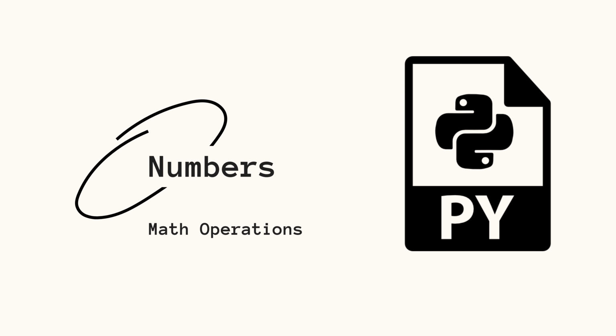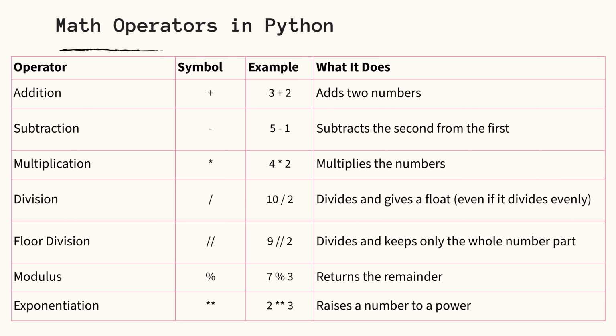Now that you have seen how Python works with numbers, let's take it one step further. Python can do math just like a calculator, but it also lets you go beyond basic arithmetic. So, what are we learning next? We are going to look at math operators, the little symbols that tell Python what kind of calculation to do. You already know some of them, like plus for addition and minus for subtraction. But Python also gives us tools to divide numbers, find remainders, do floor division, and even raise numbers to powers.